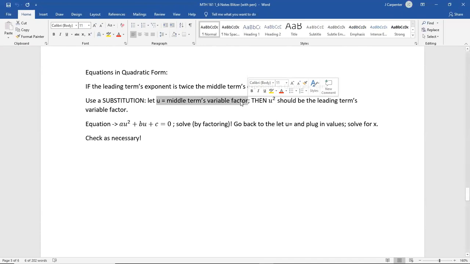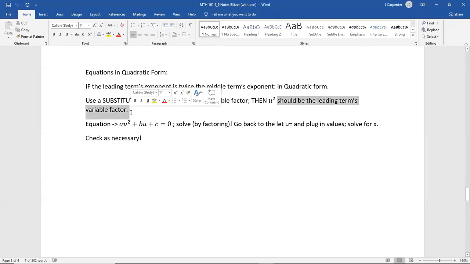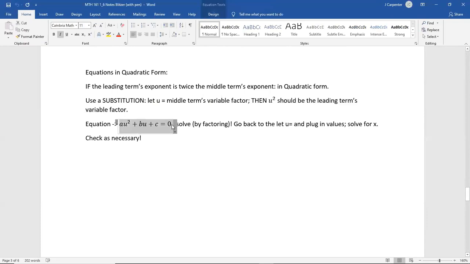Then what you do is you'll square that, and u squared, if you are correct that it's in quadratic form, should end up being the leading term's variable factor, again, ignoring the coefficient. Then you'll turn this equation into something in u, and you should get something like au squared plus bu plus c, where a, b, and c are your coefficients. And then in this course, I'm guaranteeing that you can solve by factoring.